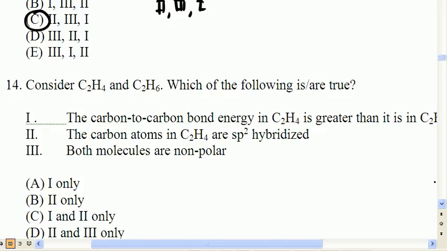Okay, consider C2H4 and C2H6. Alright, so we're going to have to draw the Lewis structures for each of those. C2H4 is going to look like this, and C2H6 is going to look like this.